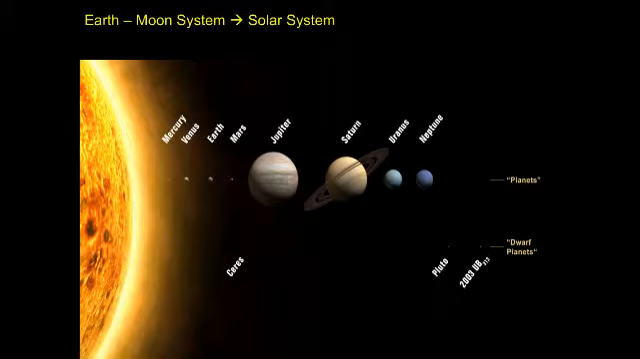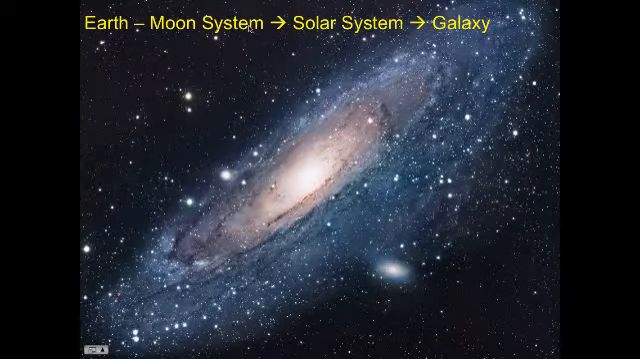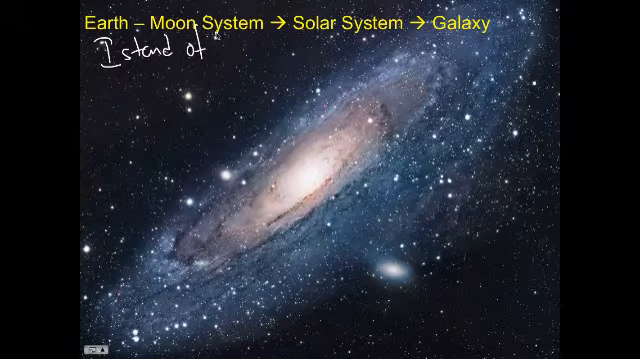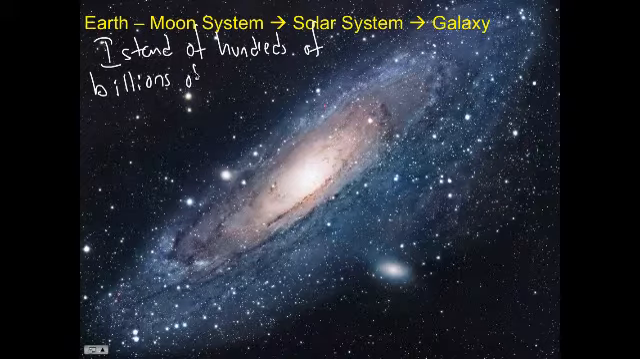Well, we're also a part of a larger system called a galaxy. Our solar system just has one star. Well, here's a galaxy. And our galaxy, a really good way to define this would be an island of hundreds of billions of stars. Just an incredible number of stars.